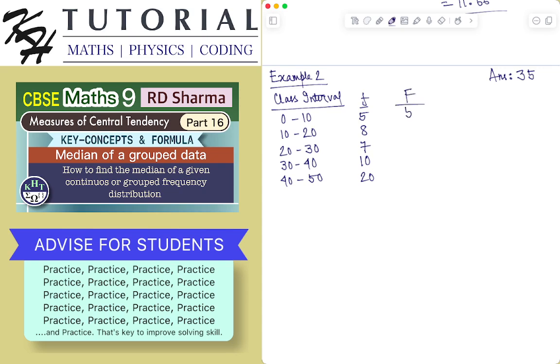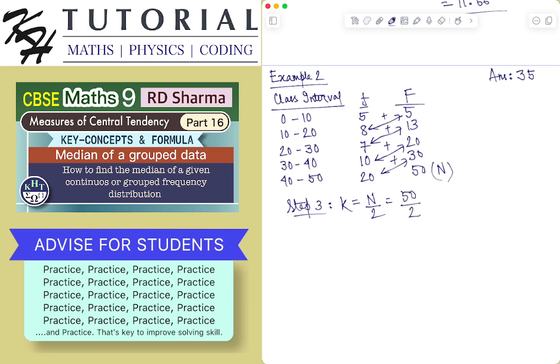The first one will be 5, then 5 plus 8 is 13, then 13 plus 7 is 20, then 20 plus 10 is 30, and then 30 plus 20 is 50. So capital N, that is the total number of observations, is 50. Okay, so step 1 and step 2 are already done. Step 3: K will be equal to N by 2, which is 50 by 2, which is 25. Okay, so K is 25.